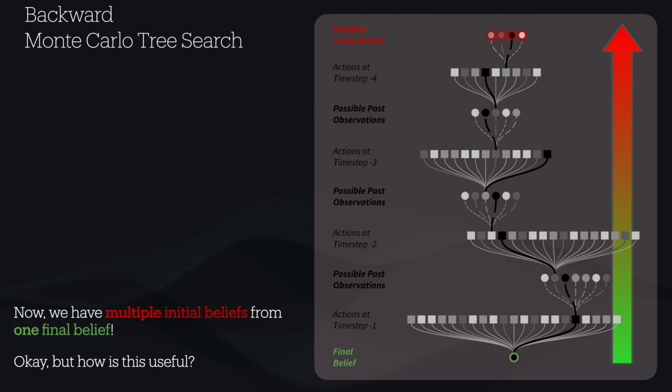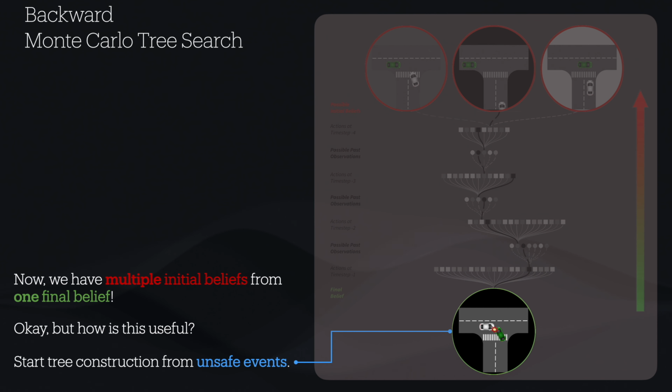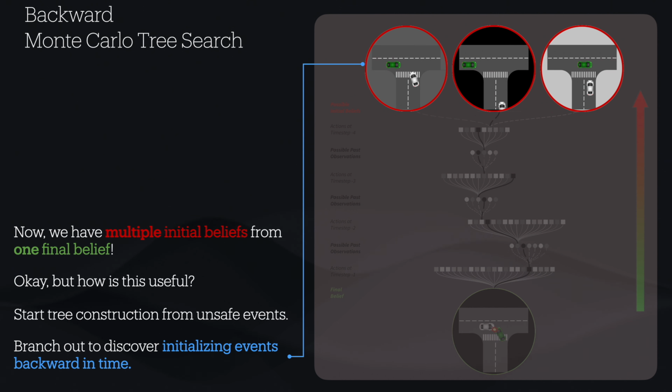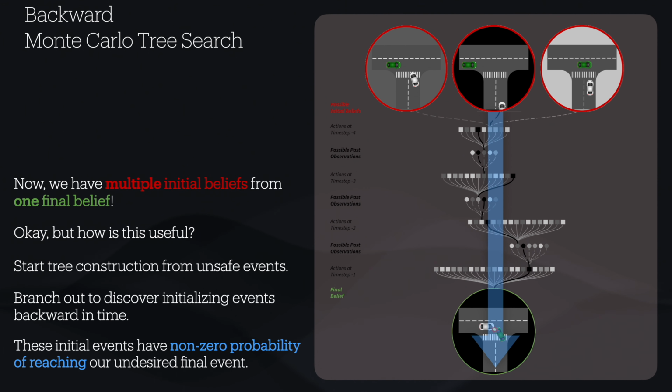So okay, great animations, but how is this actually useful? Well, it's useful because if that final belief that we start this tree search from is some unsafe event, say an event of a car accident, a collision, then as we construct the tree upwards, these initial nodes that we find will be events that we'll know will for sure take us to that final event that is unsafe with some probability. So now we've branched out backwards in time to discover these initializing events. And so if you were to actually simulate them forward, you would have non-zero probability of reaching that undesired final event.